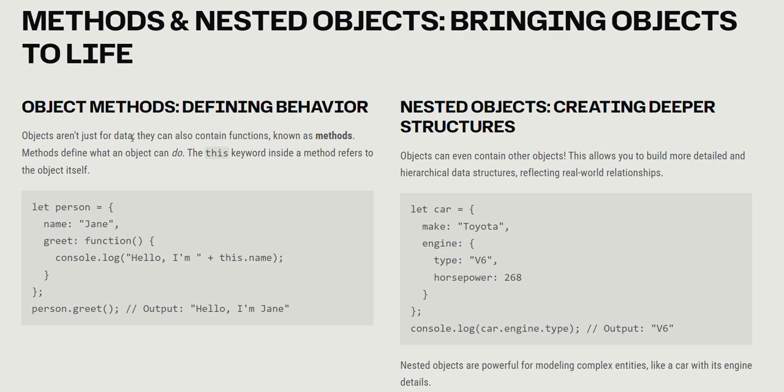Now nested objects. A nested object is nothing but one object inside another object. Here you can see I started with let car and again I used engine. So these are the two objects. That is known as nested objects, containing two or more objects in a single object. Objects can contain other objects. They allow you to build more detailed and hierarchical data structures reflecting real-world relationships.